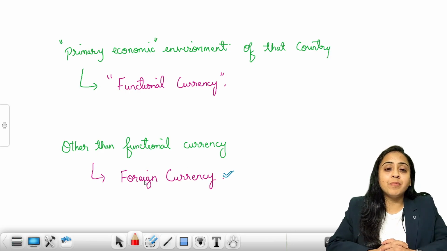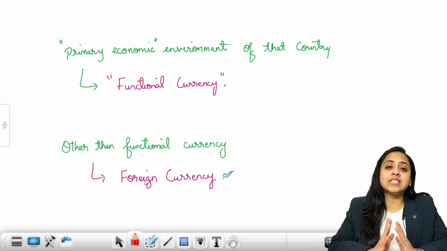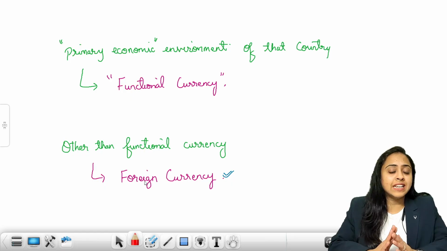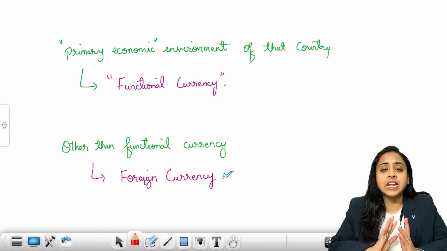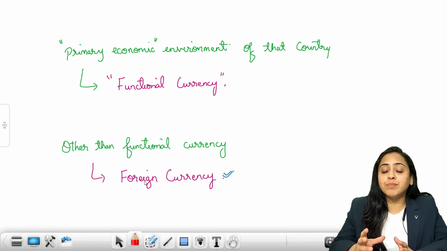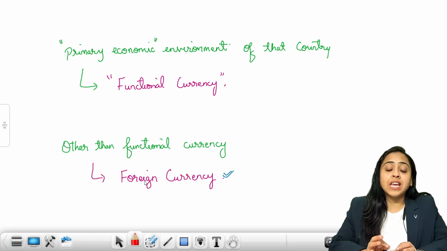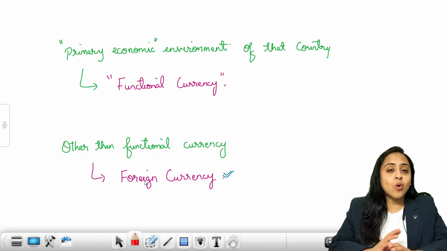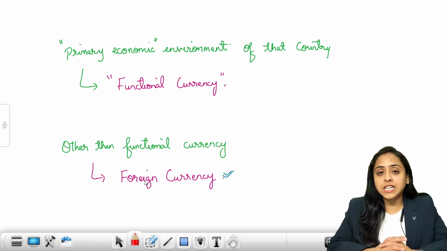Let's take an example. A company is registered in Singapore and thereby it is dealing in Singapore dollars. All its rent expenses, salary expenses, registration, everything is done in Singapore. Then the primary economic environment for that company will be Singapore dollar. Therefore, the functional currency will be Singapore dollar, and apart from this, all other currencies will be termed as foreign currency. Okay, now we are very good with this.